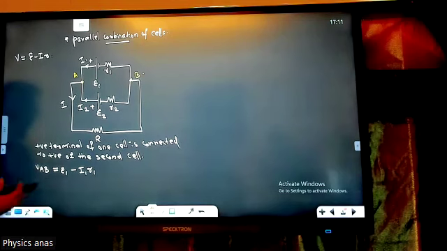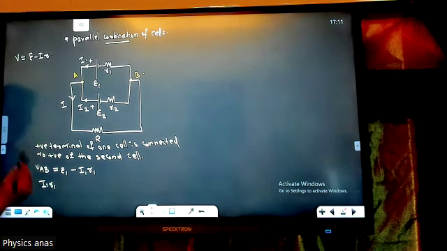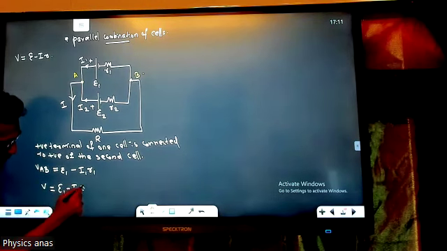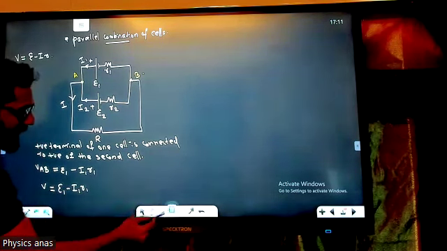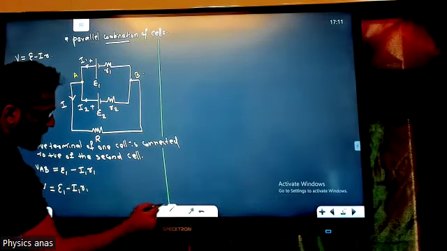From this, I can find I1. I can take this voltage as V, because there is only one voltage. VAB can be taken as V. So V is equal to E1 minus I1 R1. Now I can find the value of I1 from this.